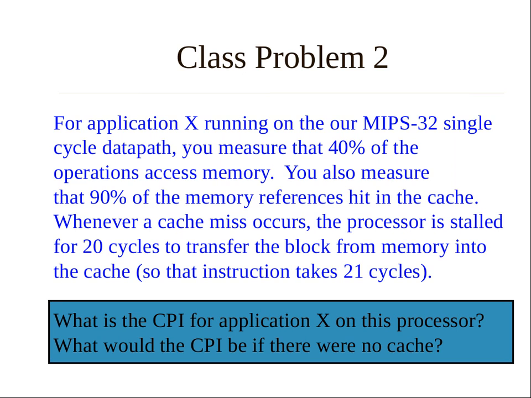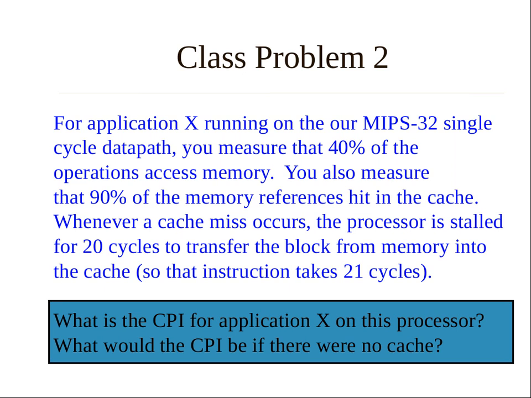CPI, cycles per instruction. So we're first off assuming, we'll get you started, that 60% are not accessing memory, and we'll just say for the sake of argument they take 1 cycle. So there you go. 0.60 times 1. All right, so that's the first one. Great. What's next? 21 times 0.4 for the second one.